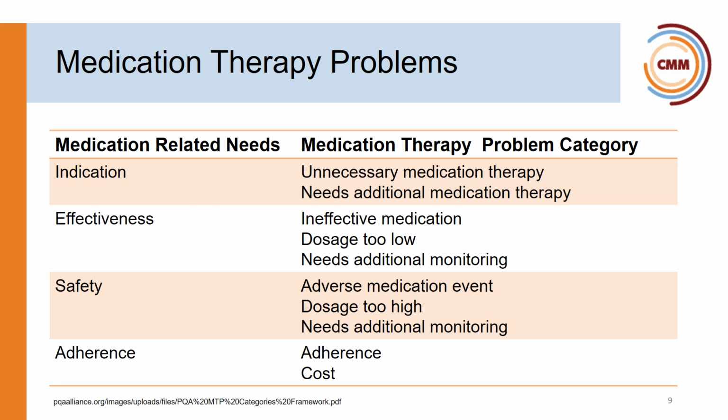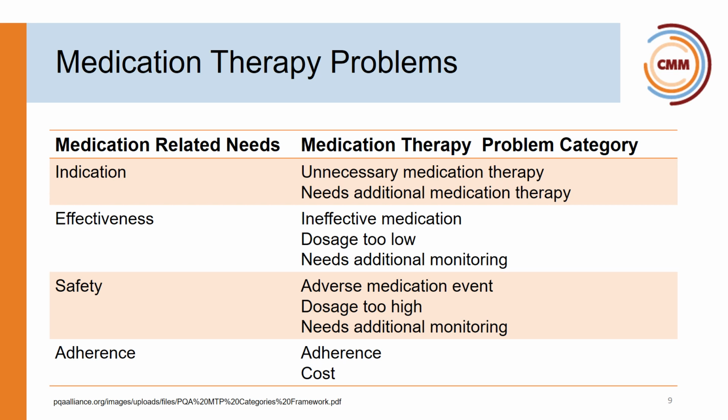Indication, effectiveness, safety, adherence, or IESA, are medication-related needs. For each, there are medication therapy problem, or MTP, categories. And not pictured on the slide here, but there are also medication therapy problem rationales for each MTP category.